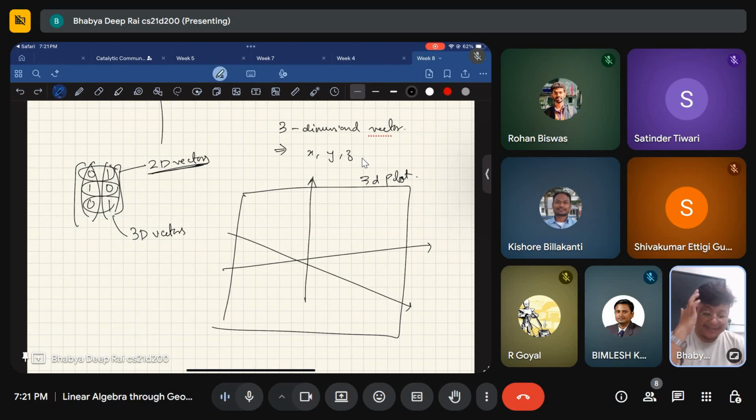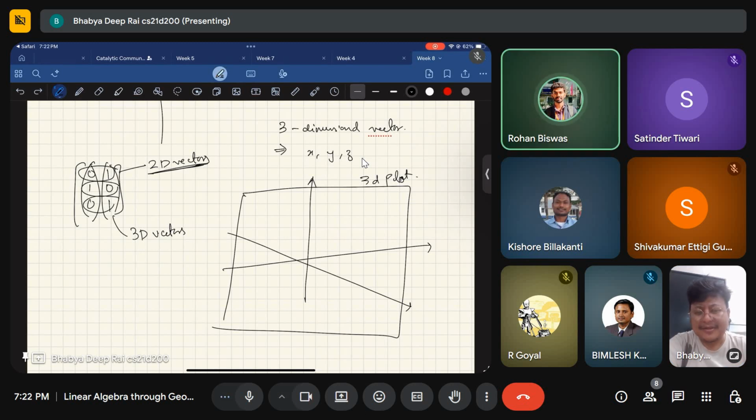So my question is, are you asking for an application? Yeah, we can take an application. Yeah. Well, for example, an application would be something you use in data science a lot. I can think of one application.